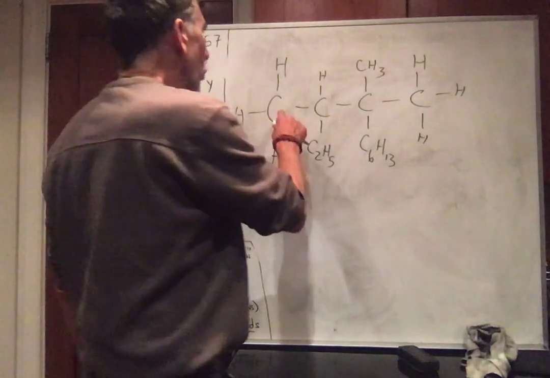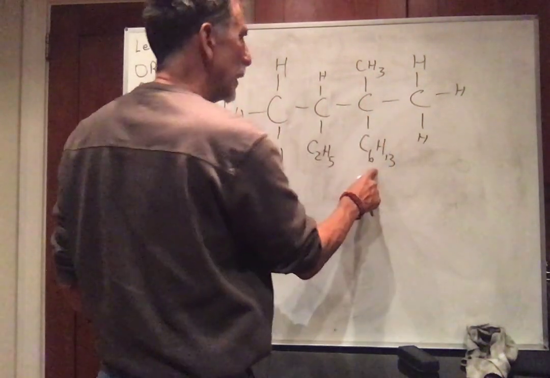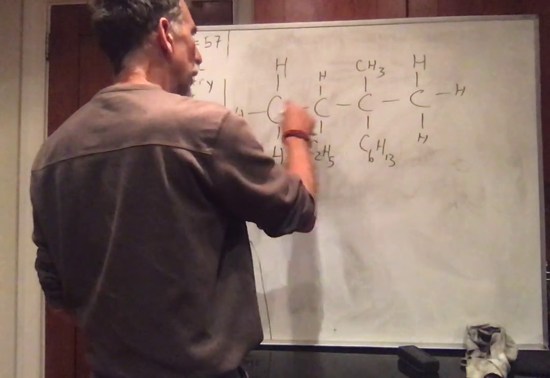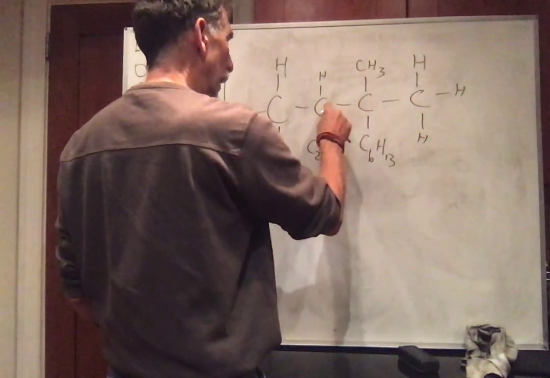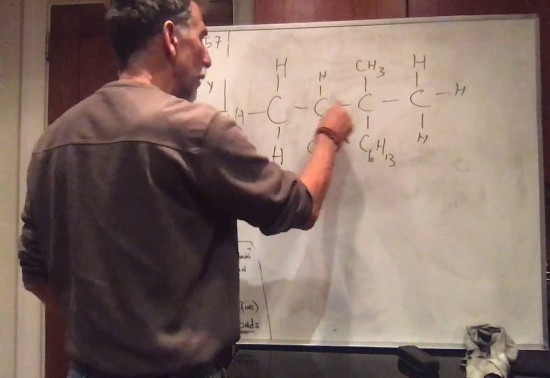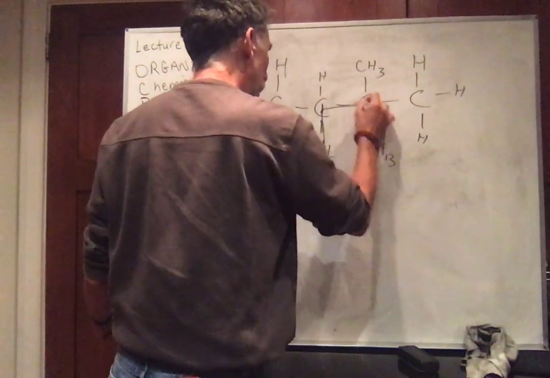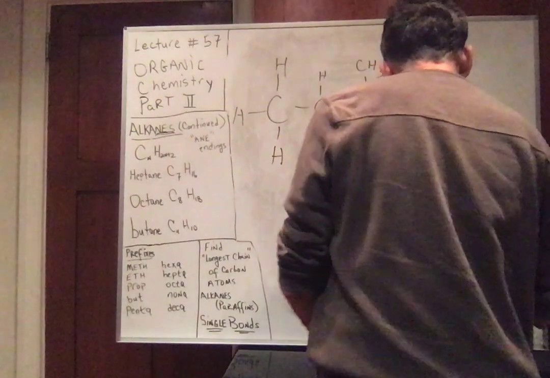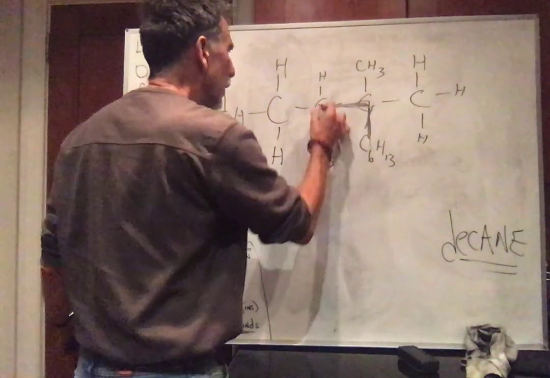So let's see. 1, 2, 3, 4. 1, 2, 3, and 6 is 9. Is that the longest chain? 6, 7, 8, 9. 6, 7, 8. Is that the longest chain? 6, 7, 8, 9, 10. 2, 3, 4, and 6 is 10. This is my longest chain. Gotcha. So this is decane. It's decane. This is my chain.